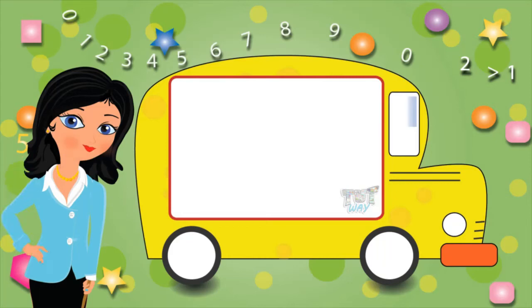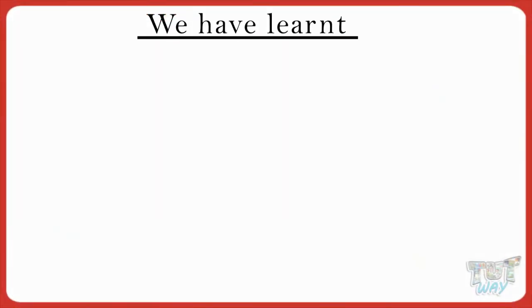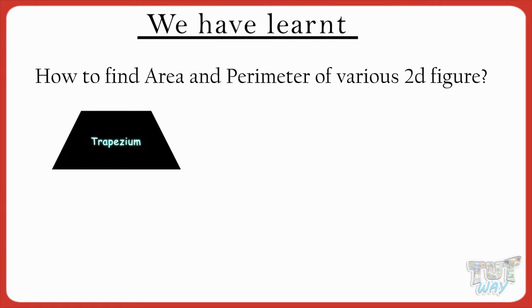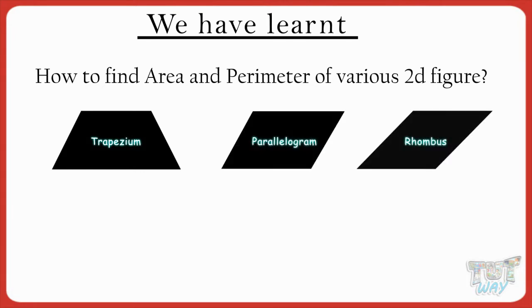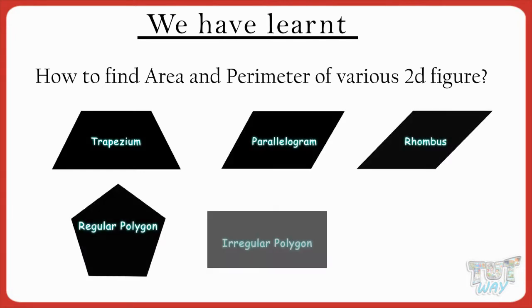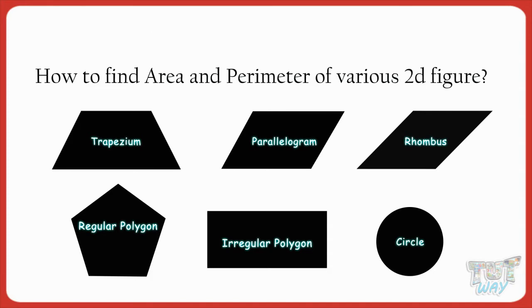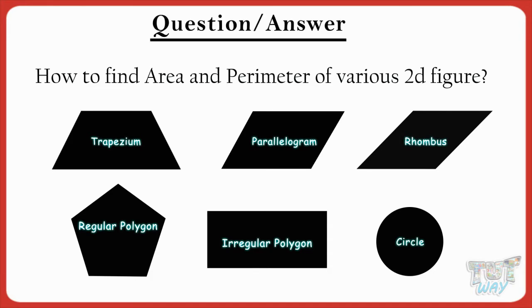Hi friends! In our last section, we learned how to find the area and perimeter of various 2D figures, including the trapezoid, parallelogram, rhombus, regular polygons, and irregular polygons, and so on and so forth. So, on the basis of what we will be doing, from this, we have some questions.